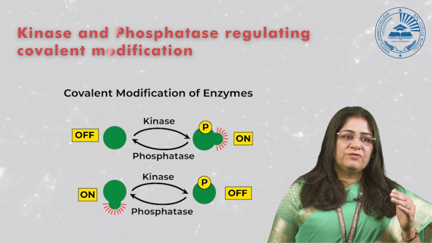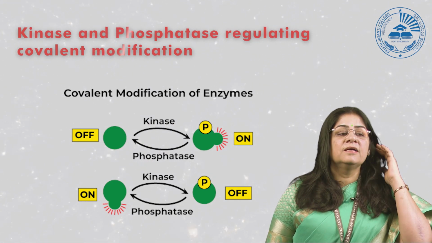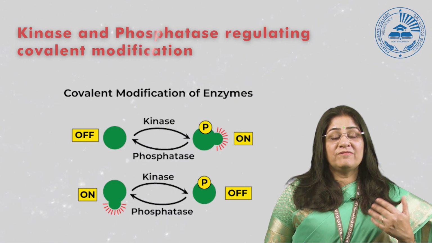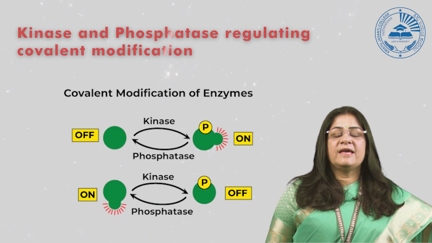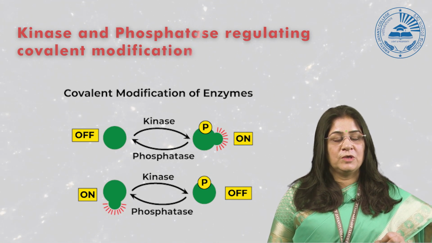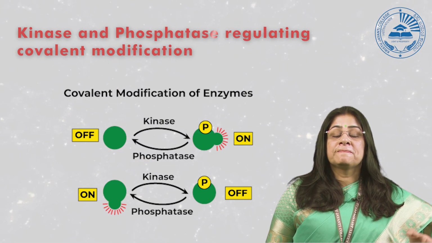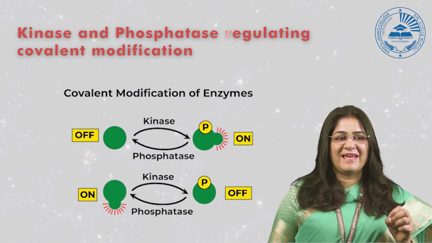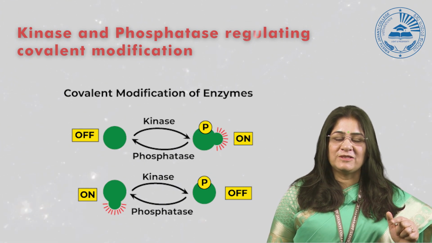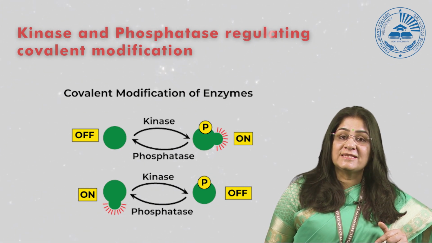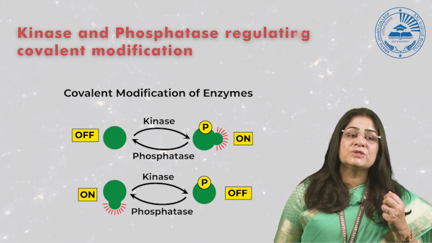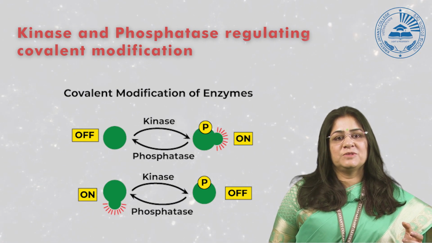In the first diagram you can see that the enzyme, the green one, is switched off. When does it become active? When a kinase acts on it. What is the role of a kinase? To transfer the phosphorus group. So when the phosphorus group comes and binds to the enzyme, it becomes active. It gets switched on. And in the reverse pathway, the phosphatase enzyme, what is its role? Removal of phosphorus. When the phosphatase enzyme removes the phosphorus, the enzyme becomes switched off.